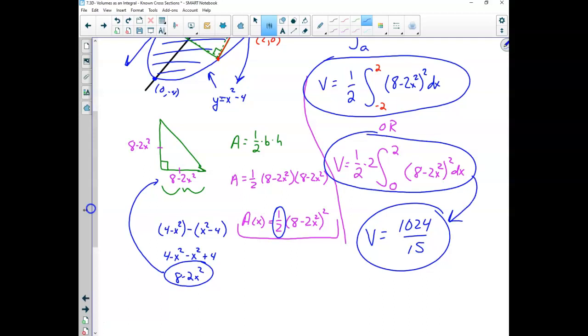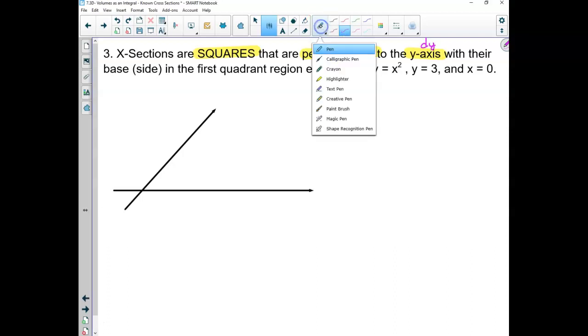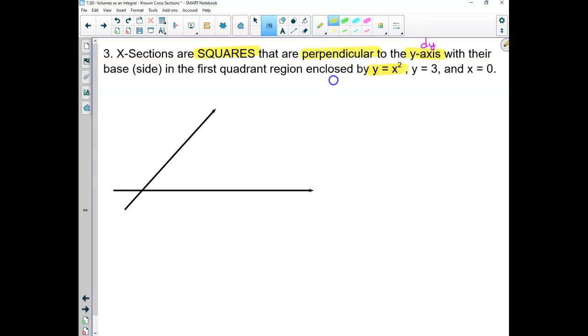All right, so last problem we've got going on here. We're going to take cross-sections, squares, that are perpendicular to the y-axis. That implies we're going to have a dy. And for the region enclosed by all three of those functions in the first quadrant, I am going to look at x equals 0.